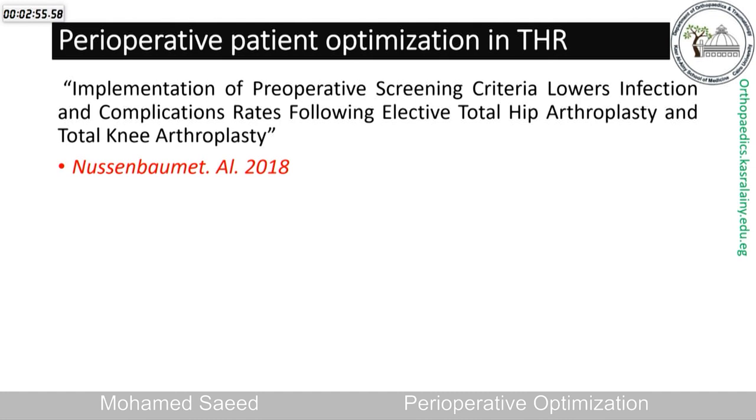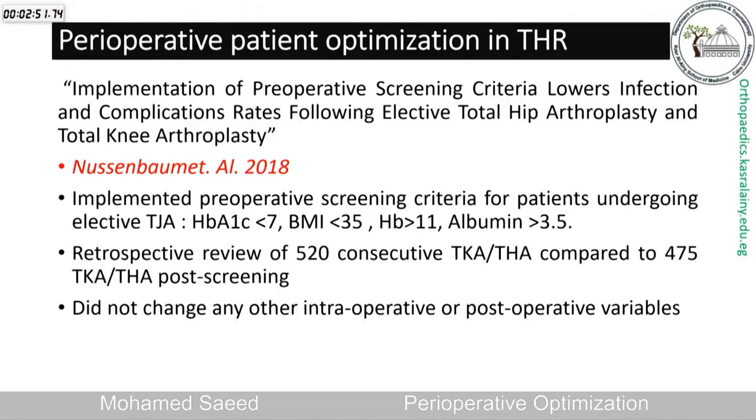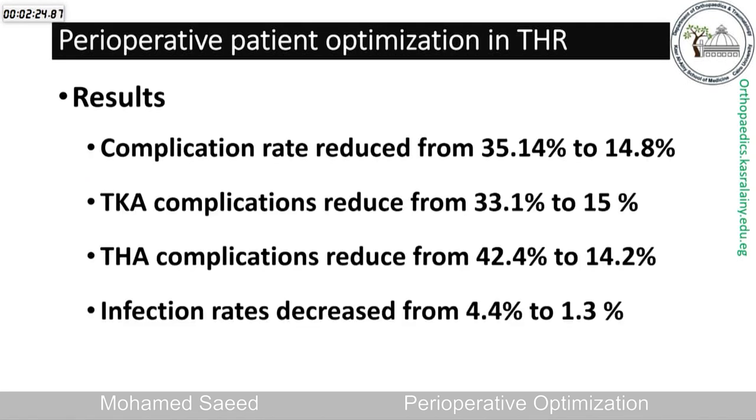Other centers made their own bundle, taking only the preoperative part, such as hemoglobin A1C, body mass index, hemoglobin, and albumin. They did a review study before and after this screening, in 520 patients before screening and 4,075 patients after screening. They did only a preoperative bundle, not intra, not post. They found that the complication rate reduced from 35.14 to 14%. Complications in the total knee reduced from 33 to 15%. Total hip complications reduced from 42 to 14%. Infection rate decreased from 4.4 to 1.3, which are all significant reductions in infection and complication rates.